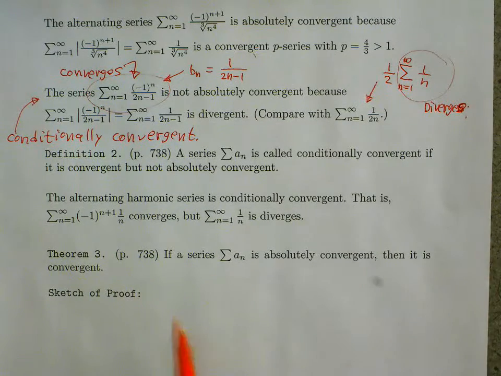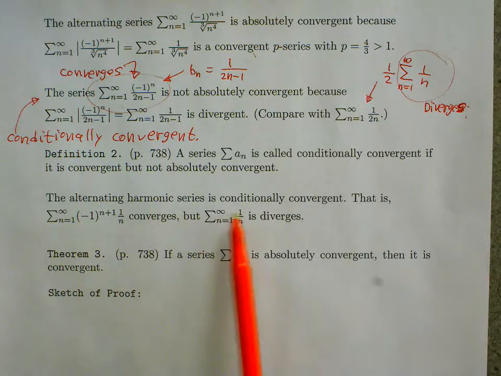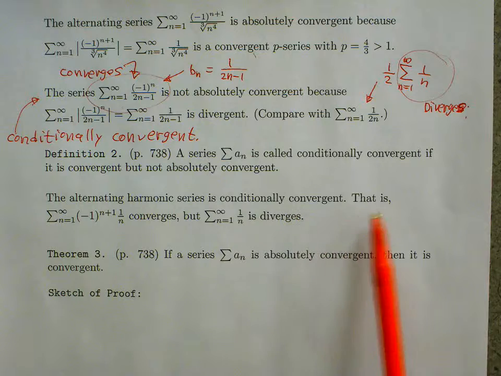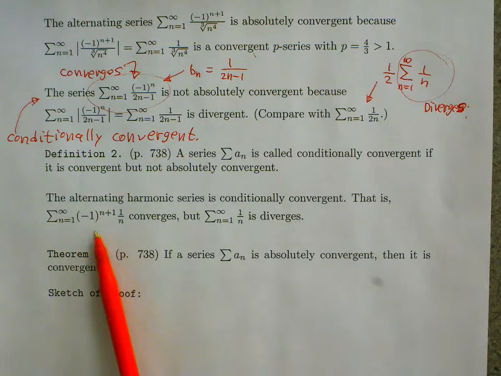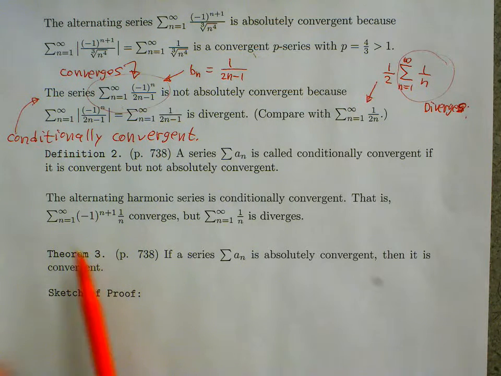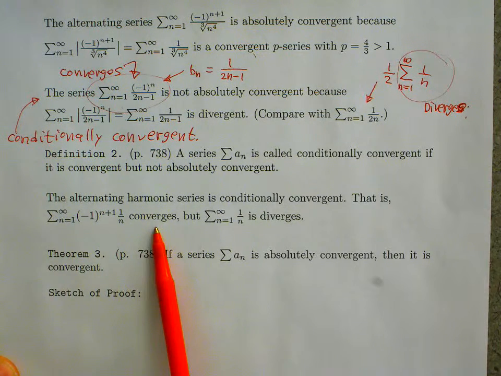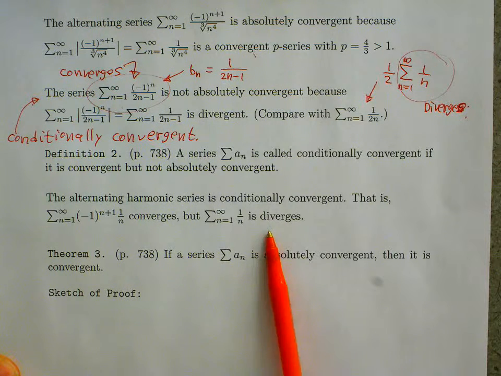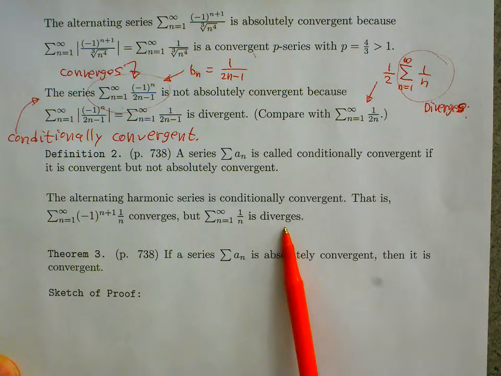Okay, so here's another example. The alternating harmonic series is conditionally convergent. That is the infinite series where the terms are -1 to the n plus 1 times 1 over n. We showed or observed that this is convergent using the alternating series test. But in absolute value, we're looking at the harmonic series, which we know diverges.